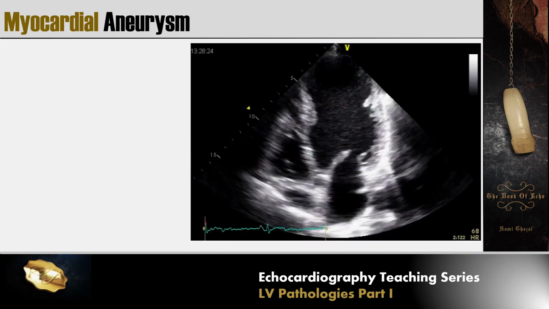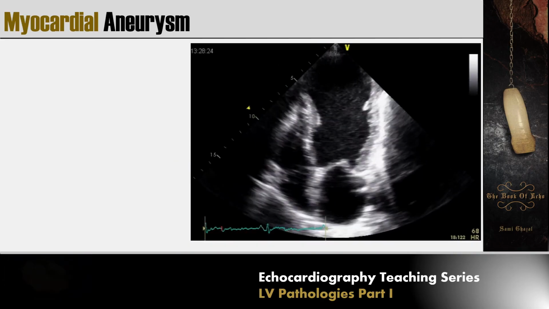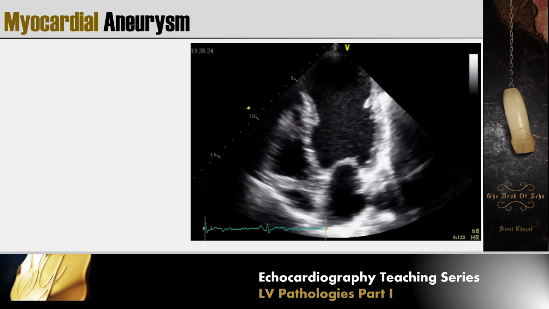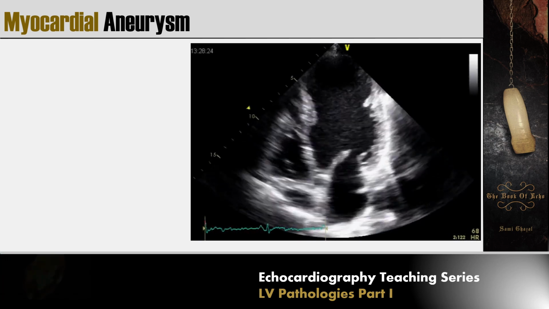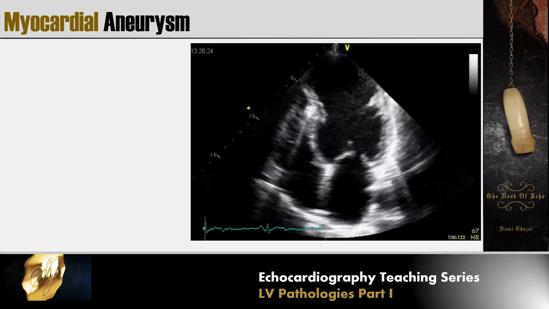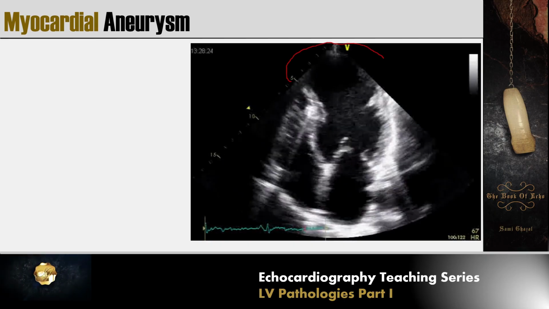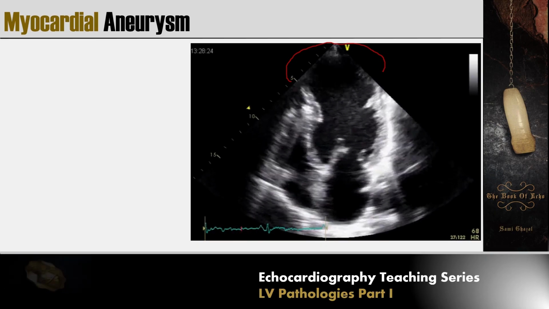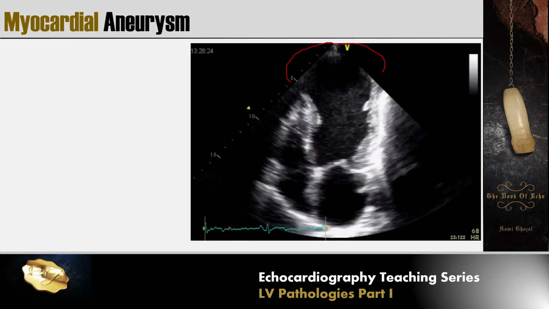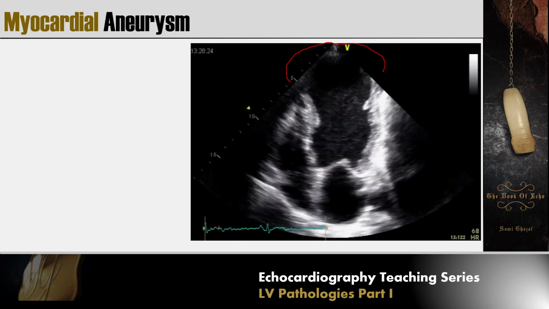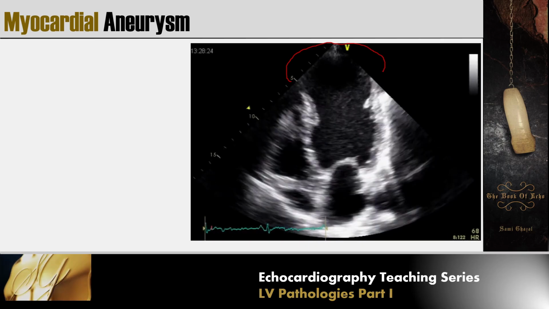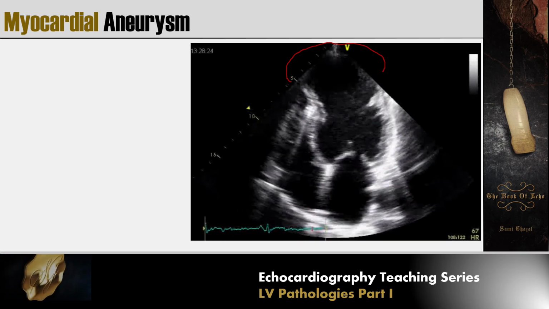The second complication of ischemia is LV aneurysm. LV aneurysm is a myocardial dilatation. You can see here there is a dilatation or outward bulge that is evident. You can see it both in systole and in diastole. If you see it only in systole but not in diastole, then this is dyskinesis.